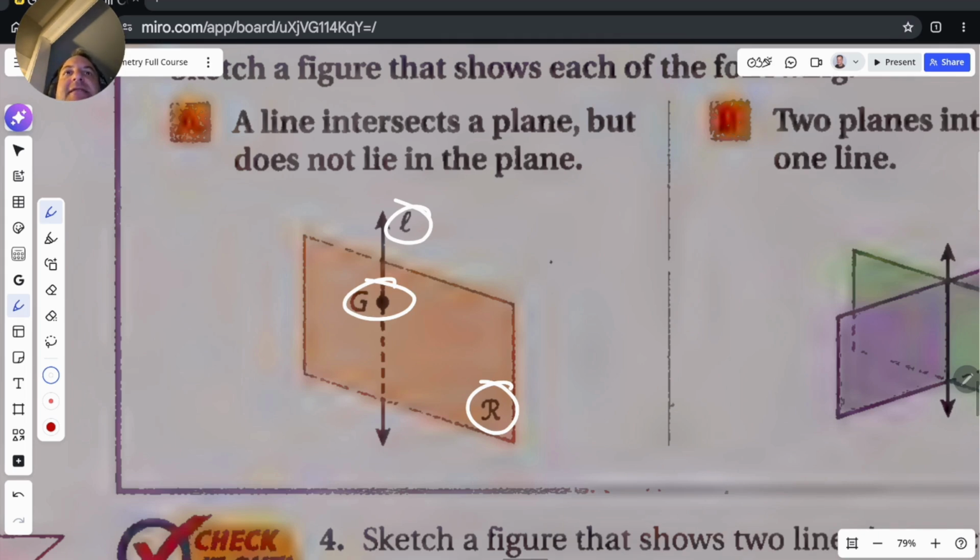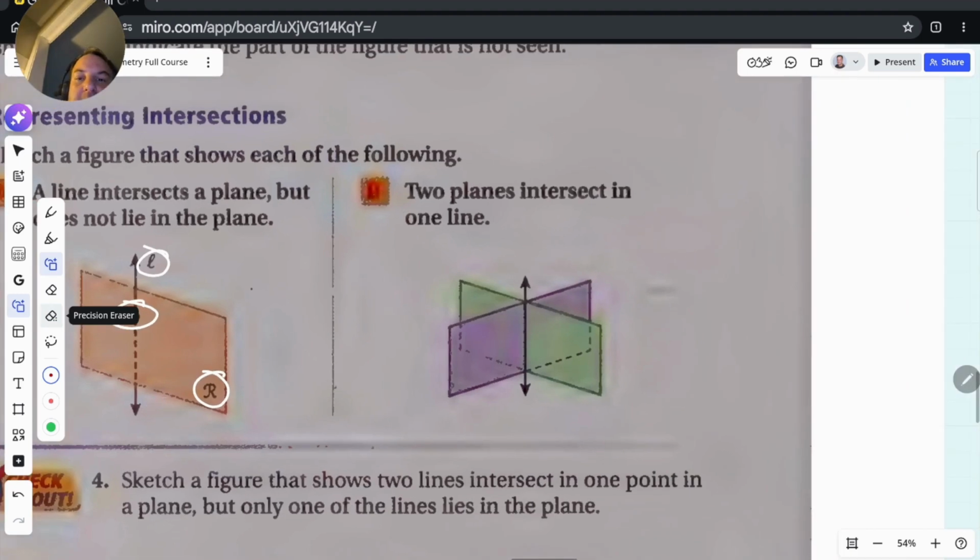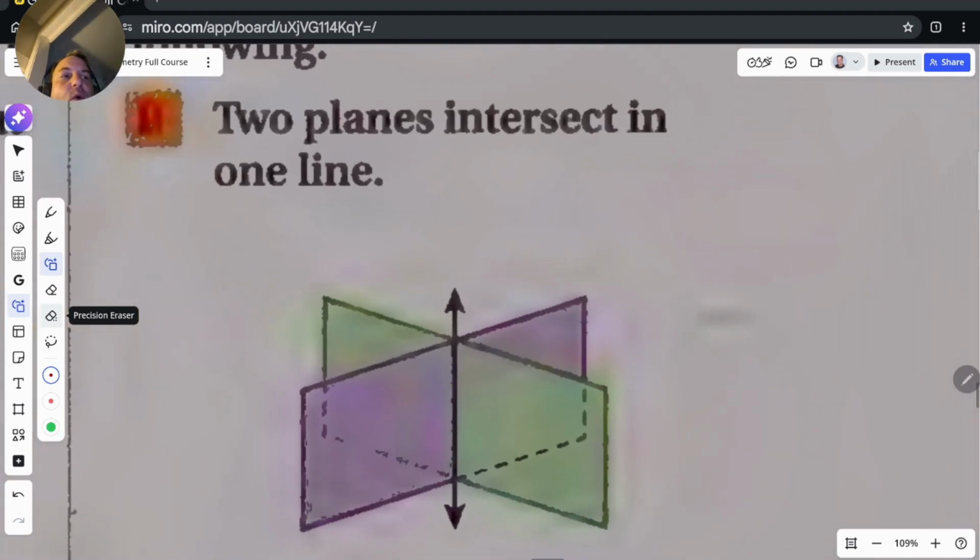So a vertical line passing through plane R at one point G. The line crosses through the plane. It does not lie flat on it, is what we want to get from that. Now let's take a look at B. Two planes intersect in one line. So here we have two parallelograms, or two planes, in other words, that are crossing each other. And where they cross is shown by a straight dashed line that I traced over just a minute ago. That dashed line is the intersection. So we use a dash style for the part of the line that is hidden behind one of the planes to show that more visually.